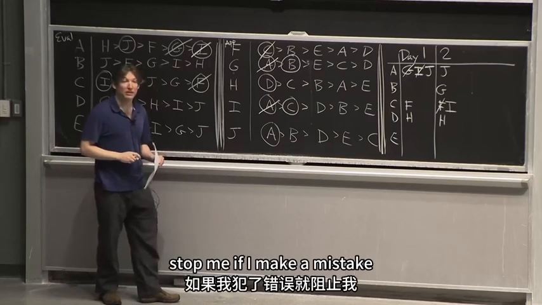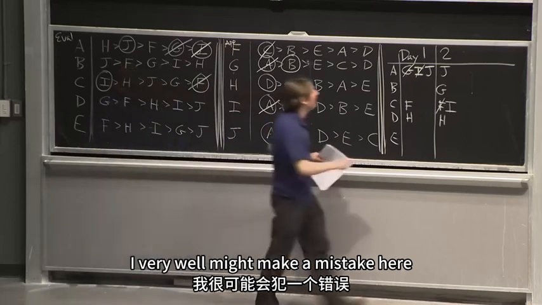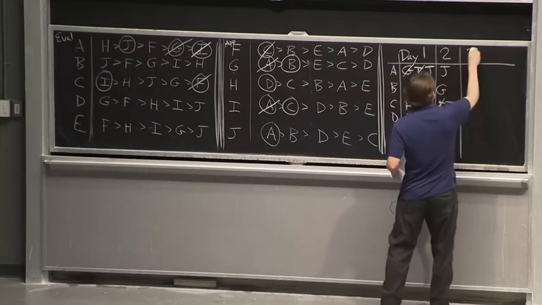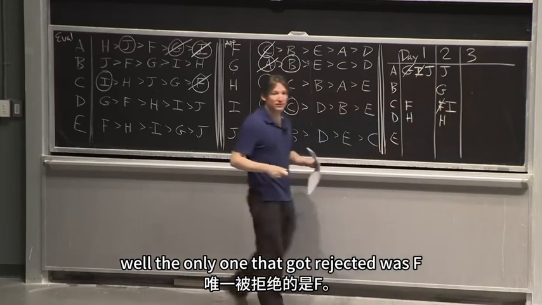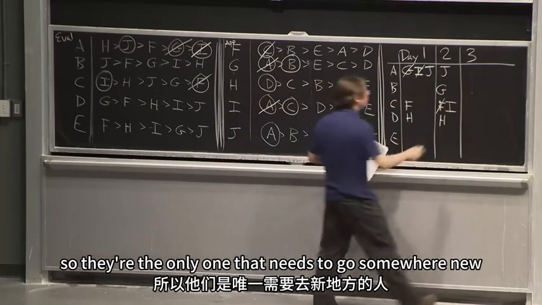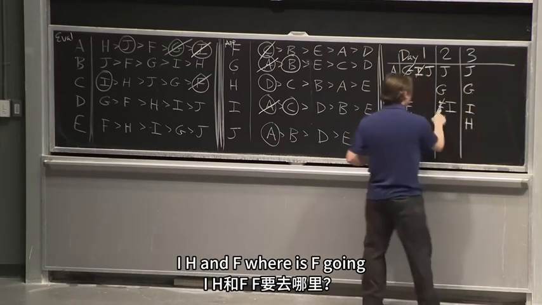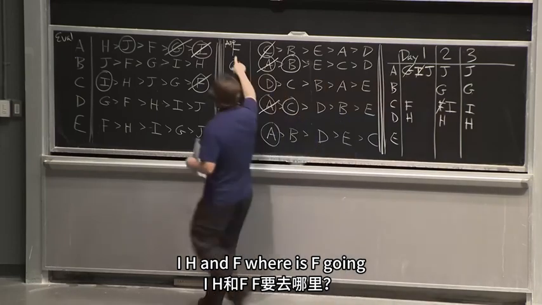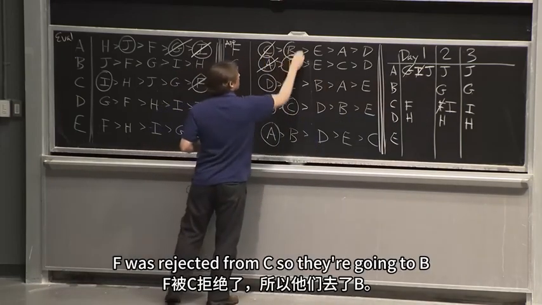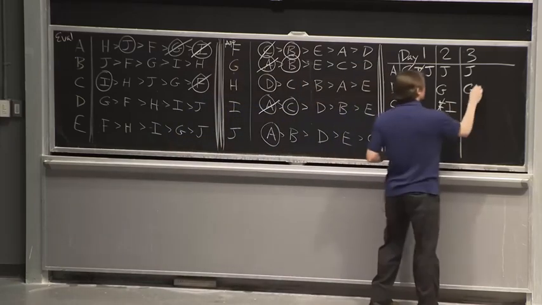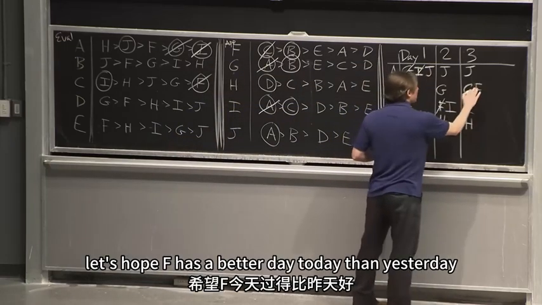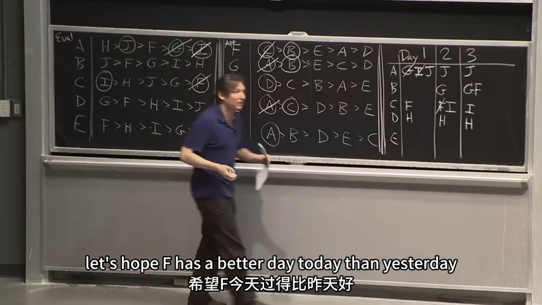And I believe that's the end of day 2. Stop me if I make a mistake. I very well might make a mistake here. Day 3. Well, the only one that got rejected was F, so they're the only one that needs to go somewhere new. So we can just copy over J, G, I, H. And F, where is F going? F was rejected from C, so they're going to B.